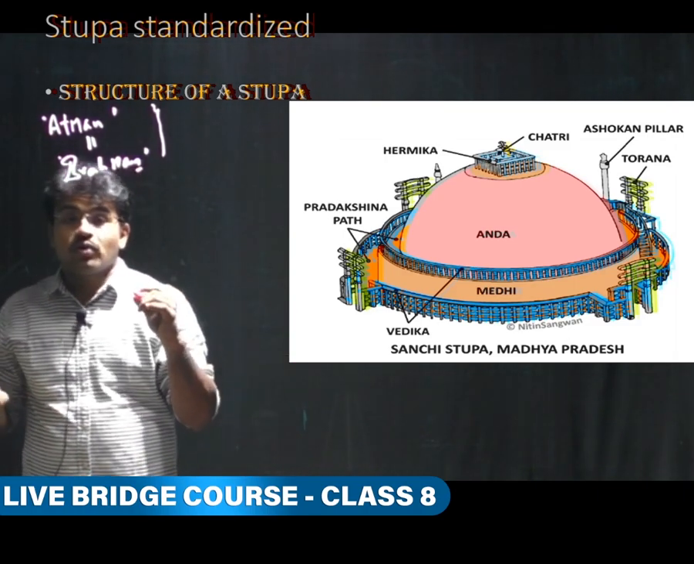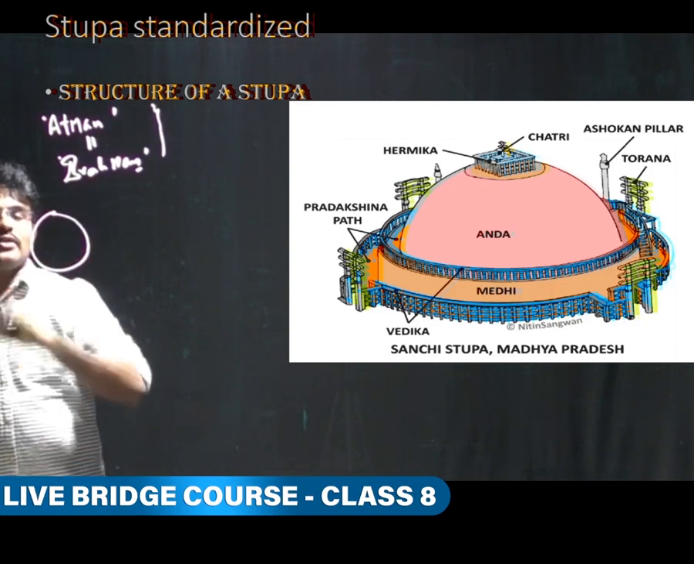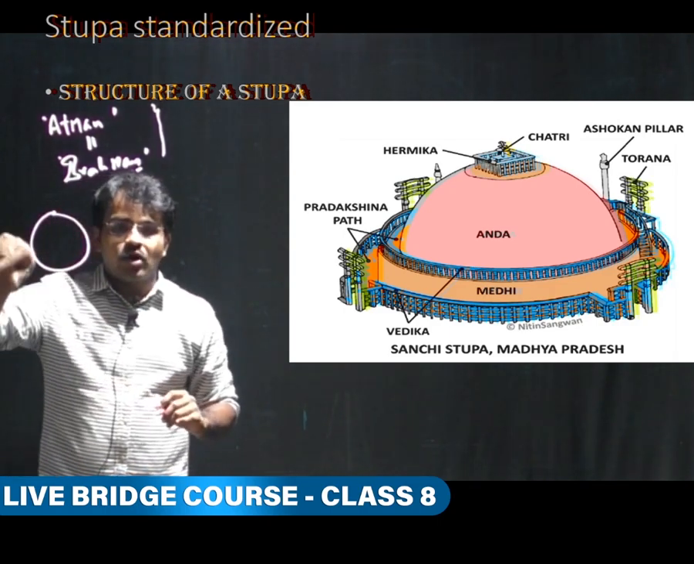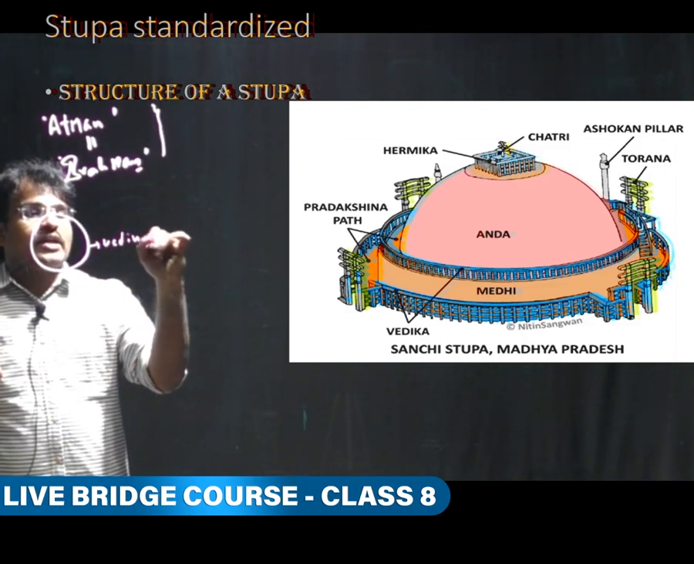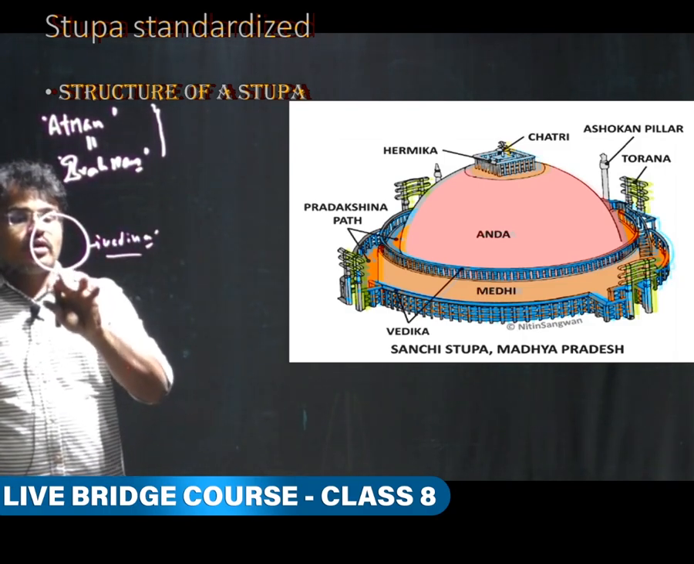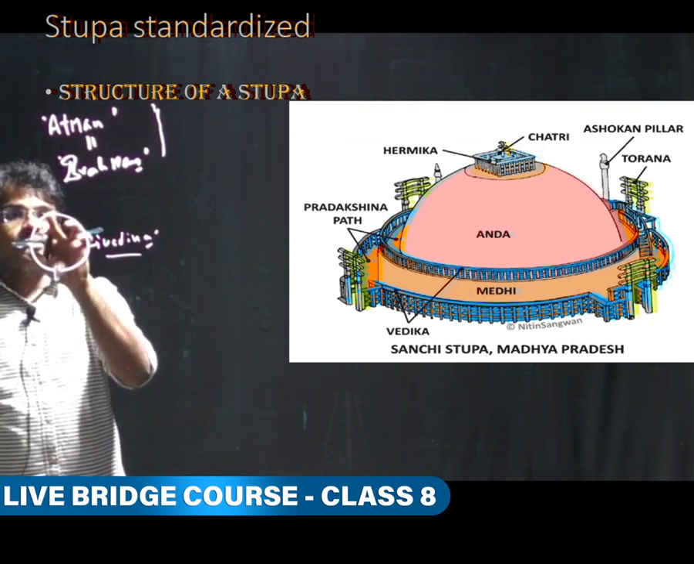Okay, I think I will not be able to show it there. Railing is the compound wall. It will look like this. The compound wall around is known as Vedika. And in this Vedika, exactly at 4 places, there will be some gaps.